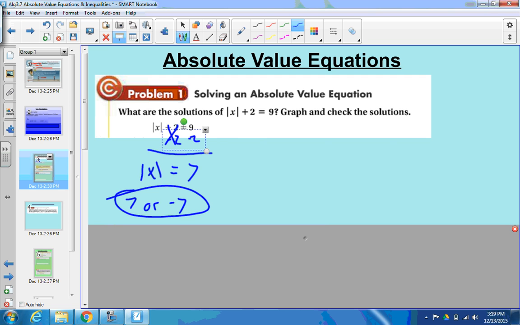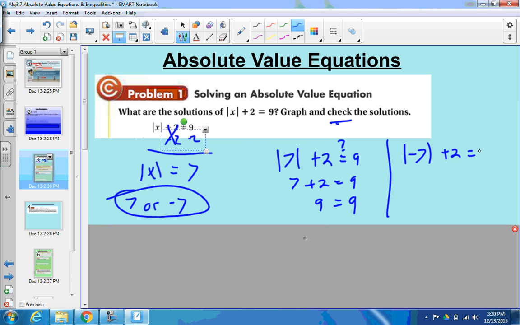because the absolute value of negative 7 is also 7. And when it says check your solutions, we won't graph them right now, but to check that, you plug it back in. So we do: is the absolute value of 7 plus 2 equal to 9? Well, this would be 7 plus 2, and that would be 9 equals 9, so that is good. All right, the other check would be at negative 7. We want to know if that would be equal to 9. Well, the absolute value of negative 7 is positive 7. It's 7 places away from 0. And that would be 9 equals 9 again. So yes, that is correct.